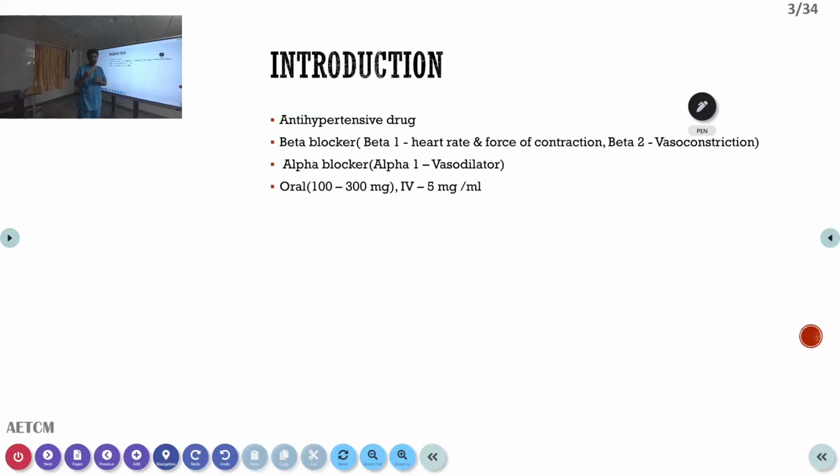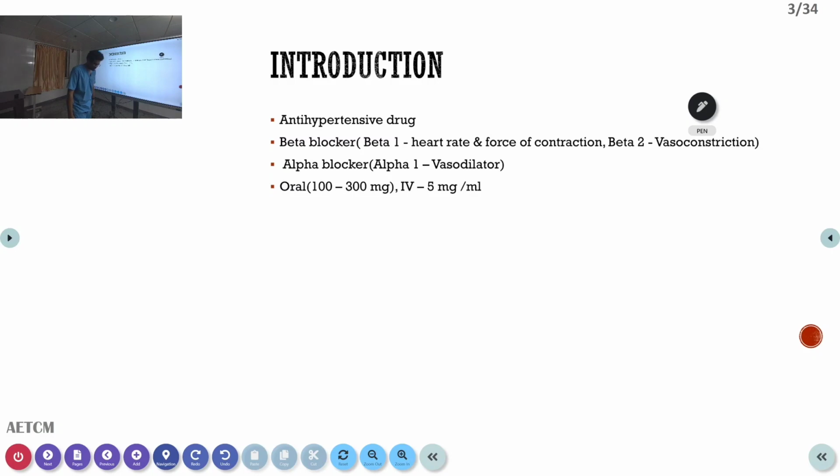So it is an antihypertensive drug. The beta action is on the beta 1 and beta 2 receptors. The beta 1 receptor helps in decreasing the heart rate and force of contraction, and the beta 2 receptor causes vasoconstriction, which is at a very minimal level, and the alpha blockade causes vasodilatation.